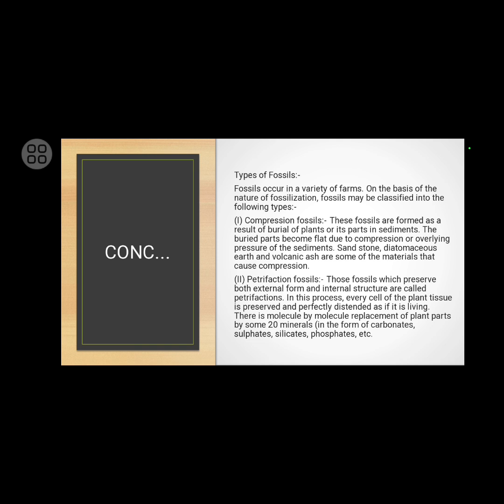Second one is petrification fossils. Those fossils which preserve both external form and internal structure are called petrifactions. In this process, every cell of the plant tissue is preserved and perfectly distended as if it is living. There is molecule by molecule replacement of plant parts by some 20 minerals in the form of carbonates, sulfates, silicates, phosphates, etc.